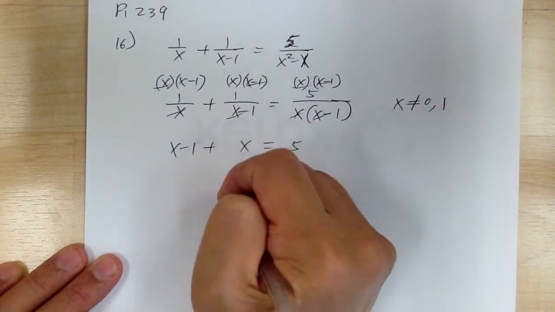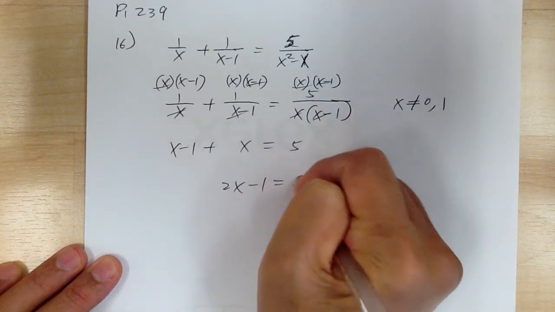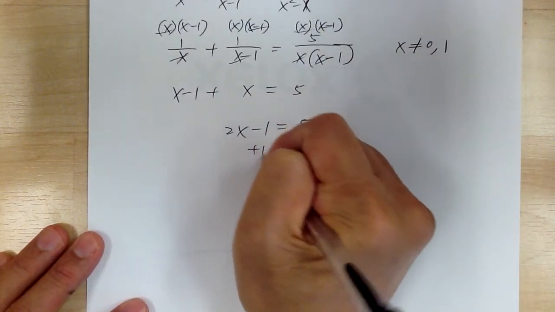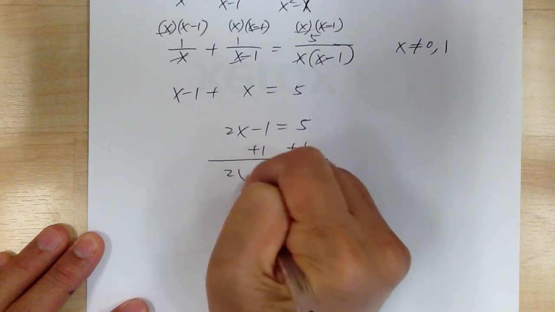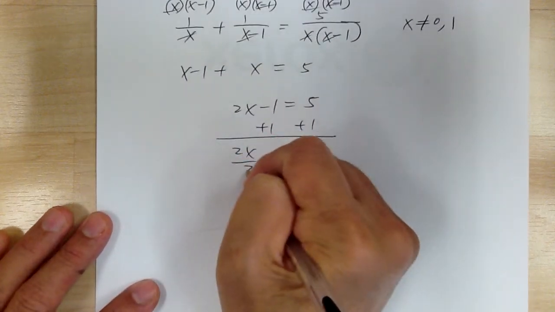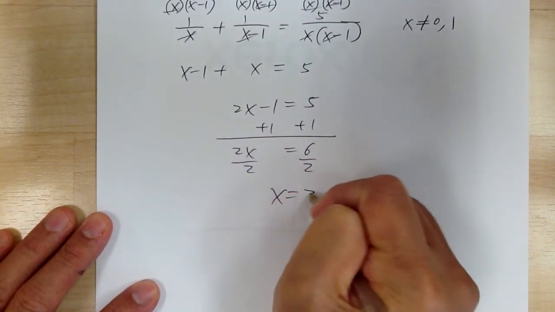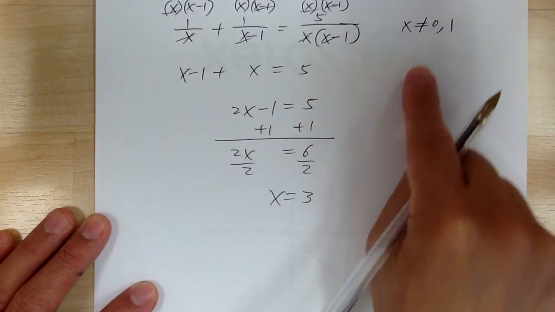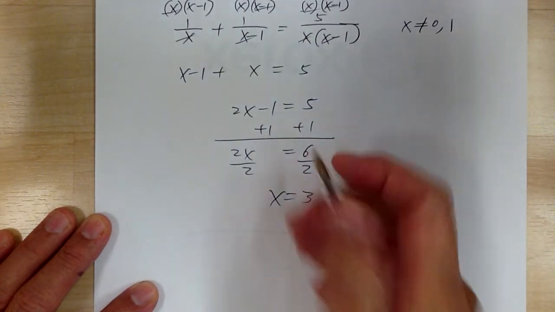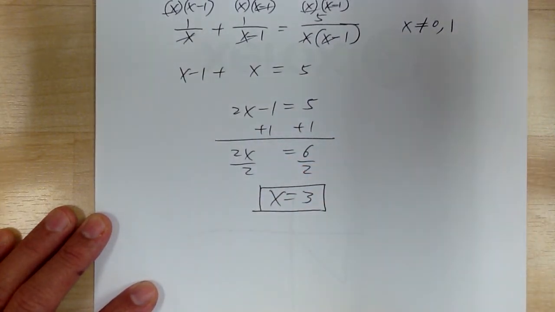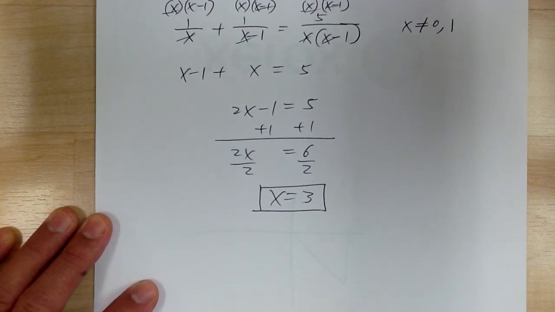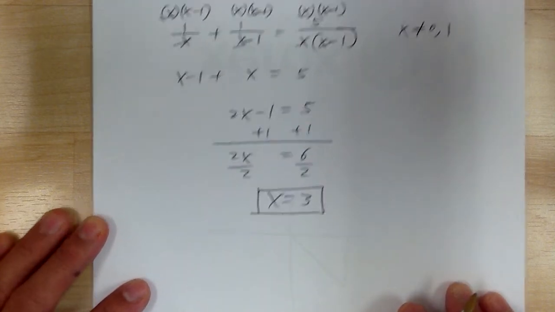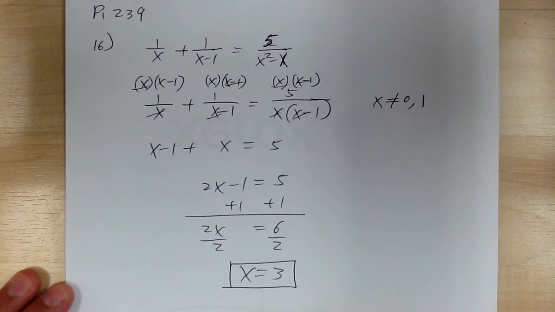So you get 2x minus 1 equal to 5. So plus 1, plus 1. So 2x equal to 6, divided by 2, divided by 2. So x equal to 3. Again, you check. Okay, so 0 and 1 are no good, so 3 is good, and so that's your answer. Okay, so let's go and do some practice.